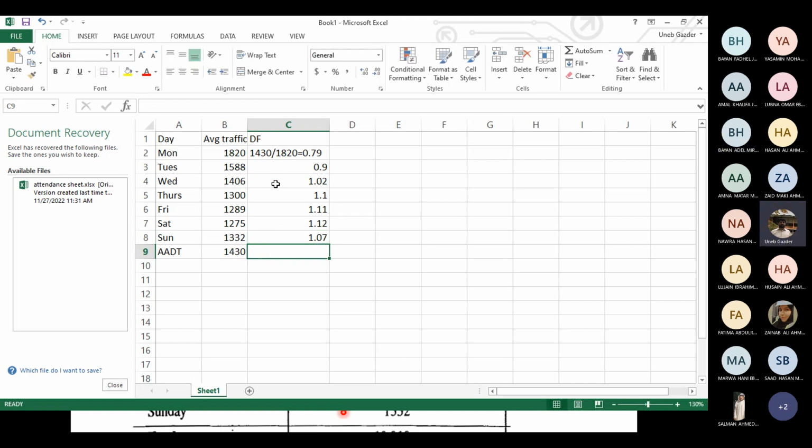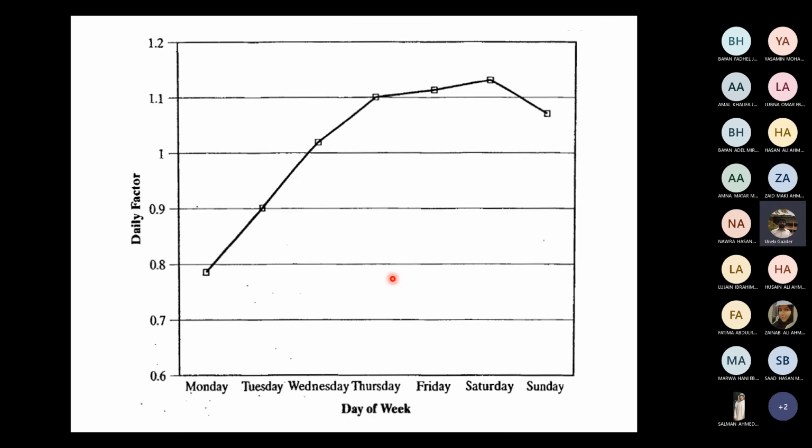Okay. Any question from anyone regarding the procedure? You can check the values later on, but did you get how we calculated the adjustment factors? Okay, good. Moving on.